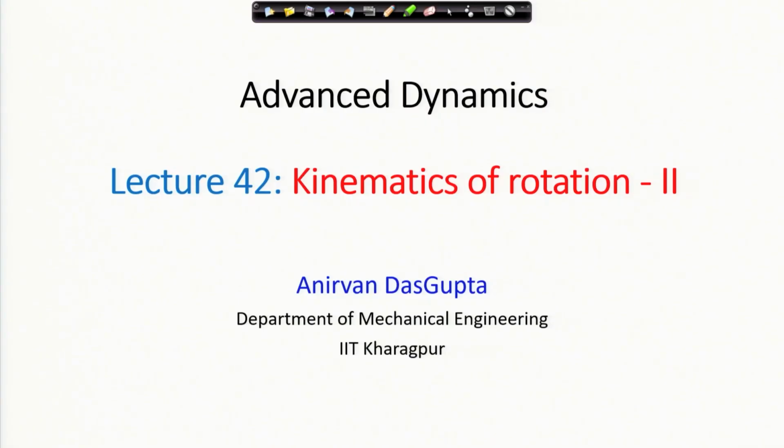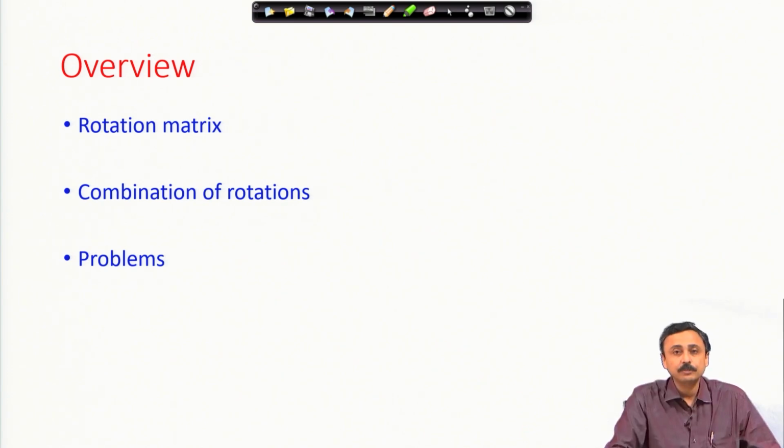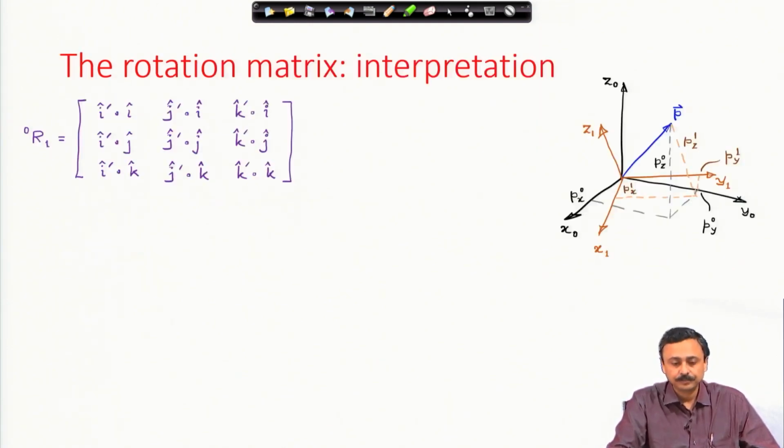We are going to continue our discussions on kinematics of rotation. In this lecture, I am going to talk about the rotation matrix once again. We will recapitulate what we have discussed. Then I will look at combination of rotations. In the previous lecture, we had looked at single rotations and represented the rotation matrix. Here we are going to look at combination of rotations and look at problems.